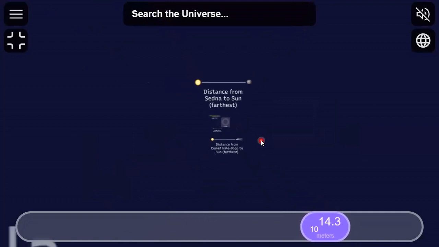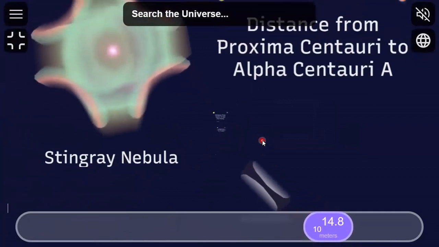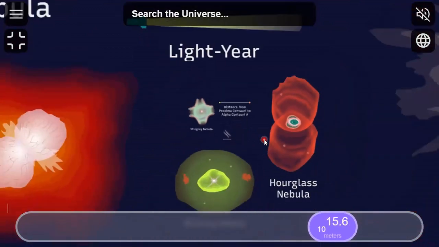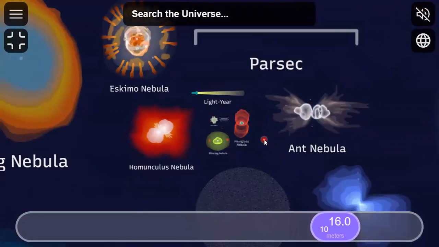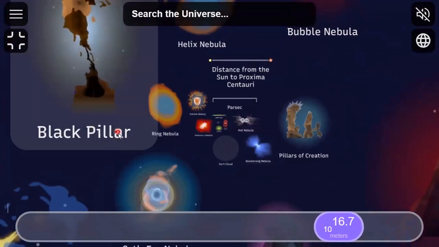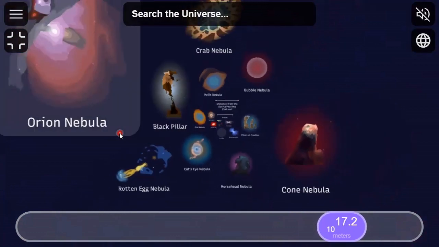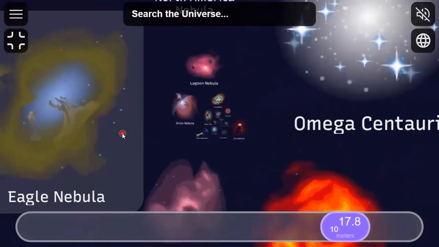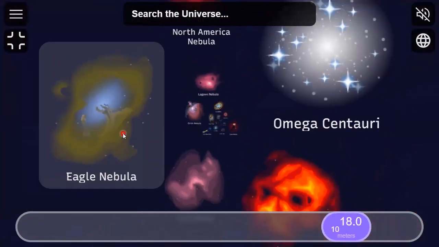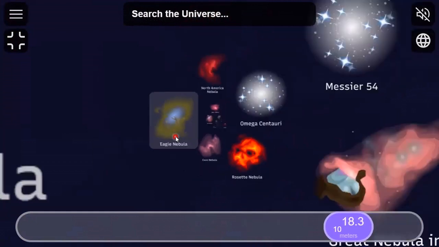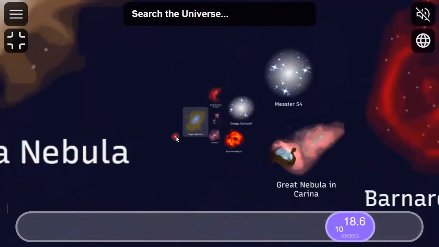Wow, this is so amazing. Then look at this, distance from Proxima Centauri to Alpha Centauri. Schema Nebula, Blake Pillar, Grape Nebula, Eagle Nebula, Omega Centauri, North America Nebula. Wow.